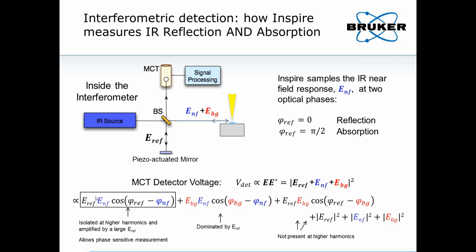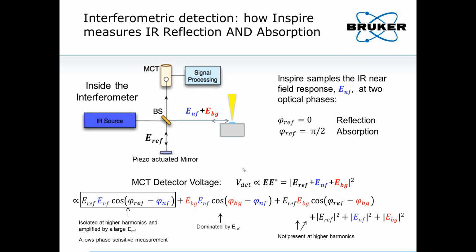This first term is important because it contains the near field contribution, which contains nanoscale information about the sample, but it also contains a phase difference between the reference field and the near field. By controlling the phase of the reference field by piezo actuating this mirror in the interferometer, we are able to measure the near field phase.